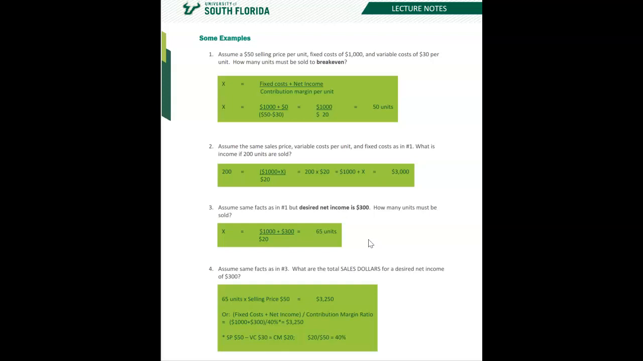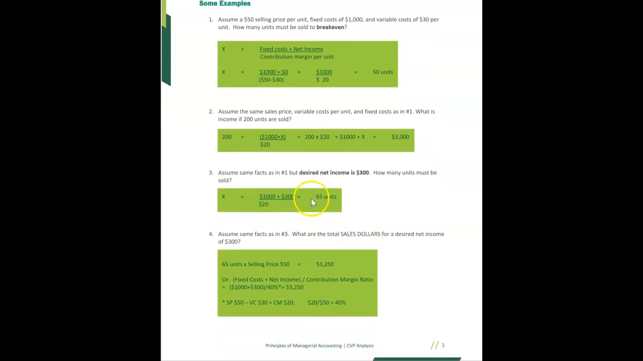Now let's say that we've got the same facts, only we've got a desired net income of 300. So 1,000 plus 300, 1,300 divided by 20, that tells us that we would break even at 65 units.